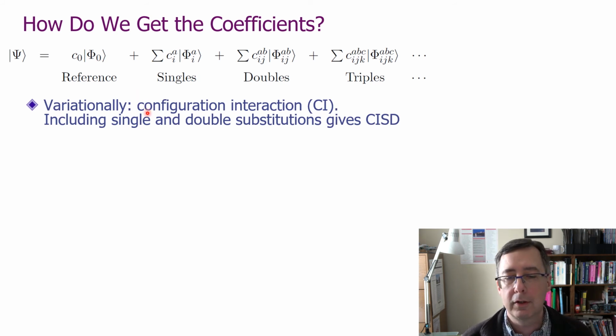If you do that, that's called configuration interaction, CI. These are called the configurations, if you like. And configuration interaction with singles and doubles means the wave function is this reference plus the singles plus the doubles, and then I chop it off and I don't go beyond that. And that's an approach that you can do.